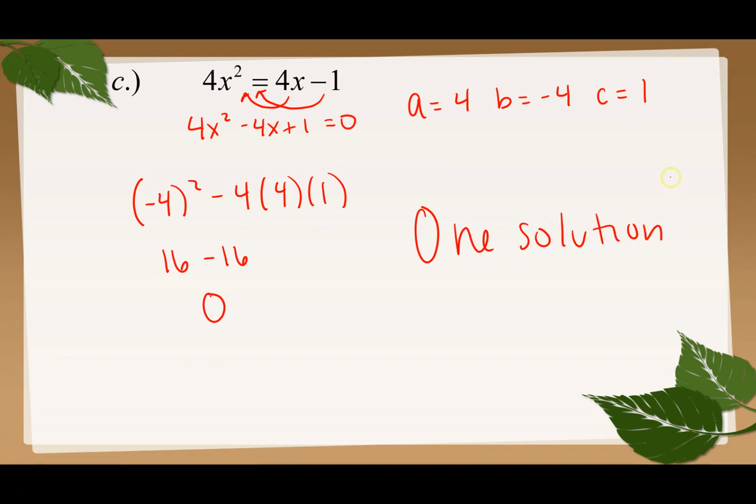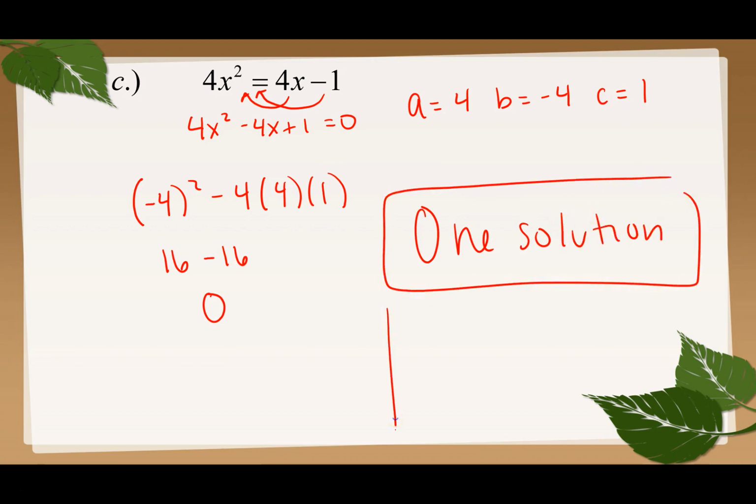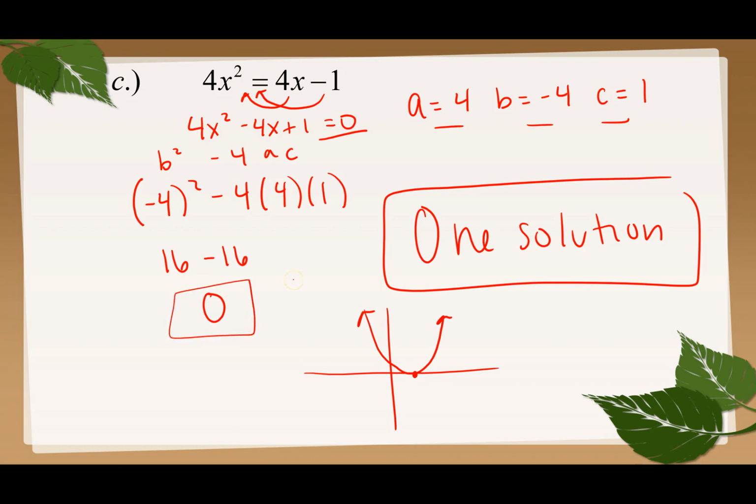And if you're confused about what this would look like, this would be a graph where you have something like that happening, where you're only crossing the x-axis once. All right, so just to quickly summarize this, you just need to label your a, b, and c, make sure your equation's set equal to 0, plug into b squared minus 4ac. If it's positive, it's 2 real solutions. If it's negative, it's no real solutions, but 2 imaginary solutions. If you get 0, like in this case, it is 1 solution.